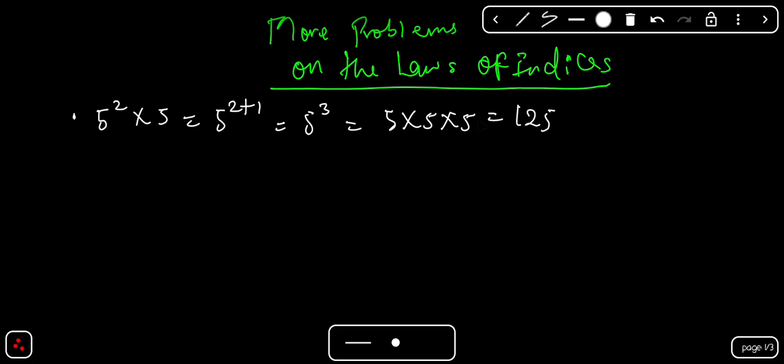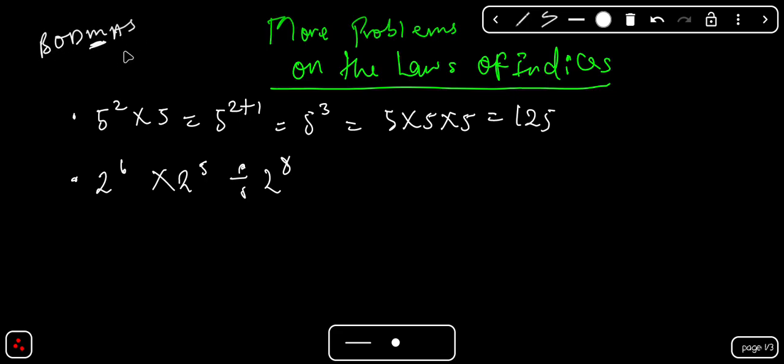Let's solve this problem also. You have 2 raised to the power of 6 multiplied by 2 raised to the power of 5 divided by 2 raised to the power of 8. So then how are you going to solve this? If you make use of BODMAS, division before multiplication. So you have to divide before you multiply.